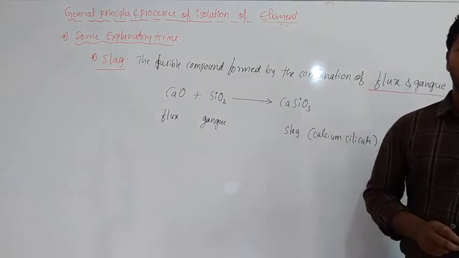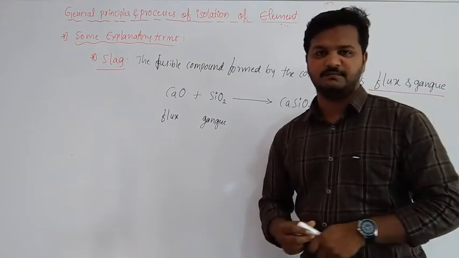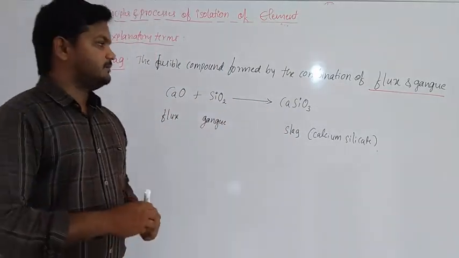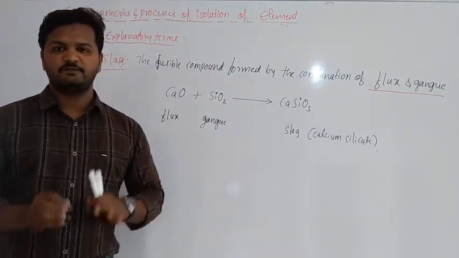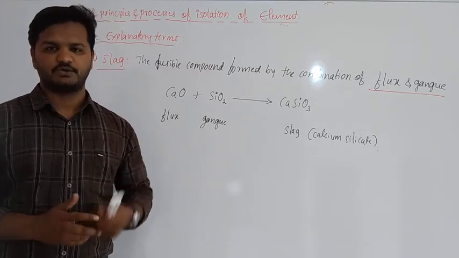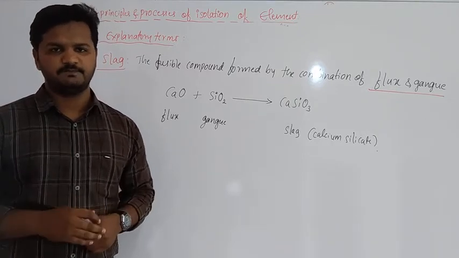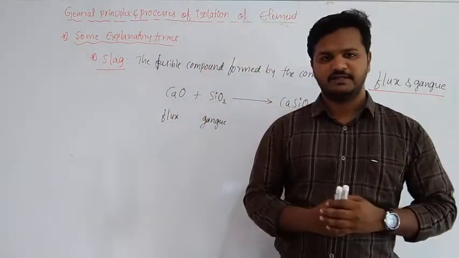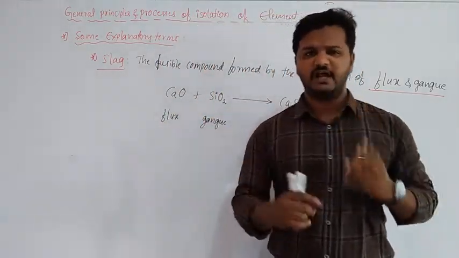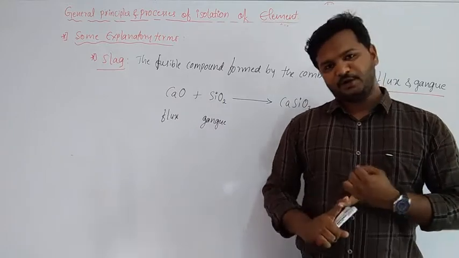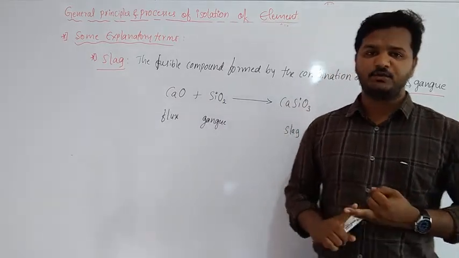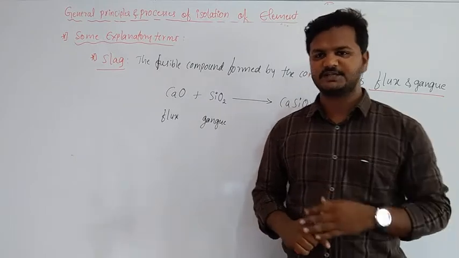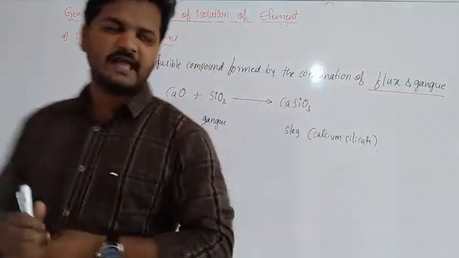Okay, and next one, metallurgy. What is metallurgy, students? The process of preparation of metals from their ores is called metallurgy. Metallurgy is of three types: one is pyrometallurgy, another one is hydrometallurgy, and another one is electrometallurgy. So let us discuss one by one.